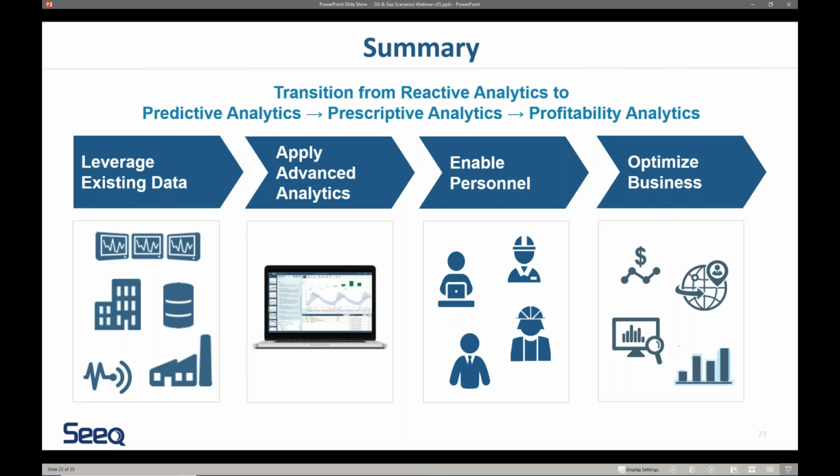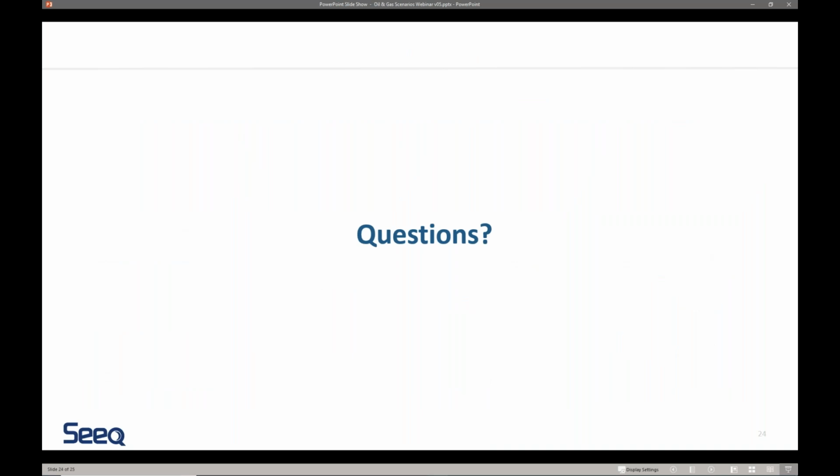The next step is the ability to apply those advanced analytics. And then a key part is how do we enable personnel? And so you saw some collaboration there and how we are able to leverage the reporting functionality in Seeq. And ultimately, as we put all of these pieces together, that allows us to optimize our business, as we talked about at the beginning, on driving actions and decisions and ultimately profitability. With that, I'd like to once again open it up to questions.